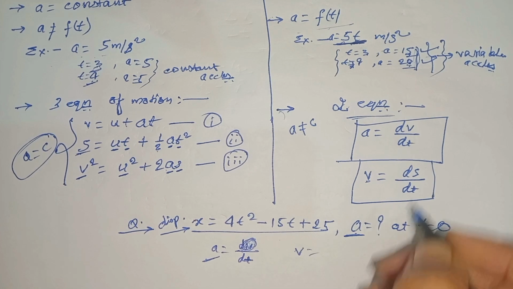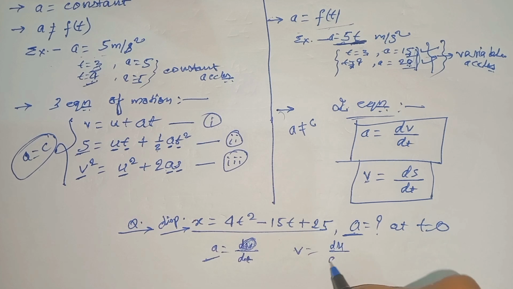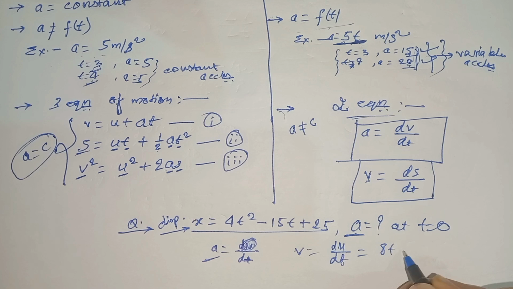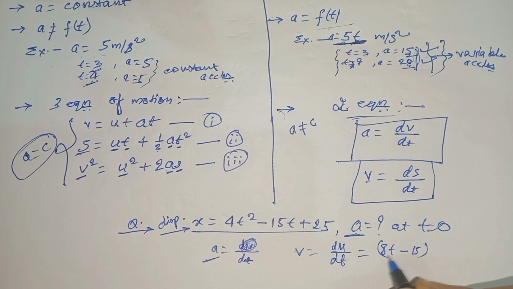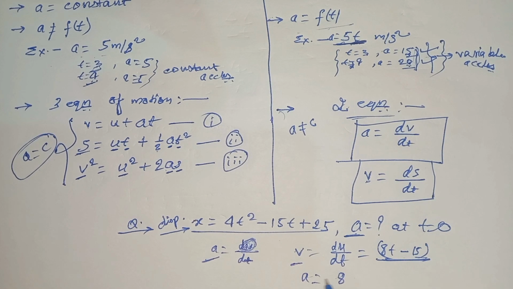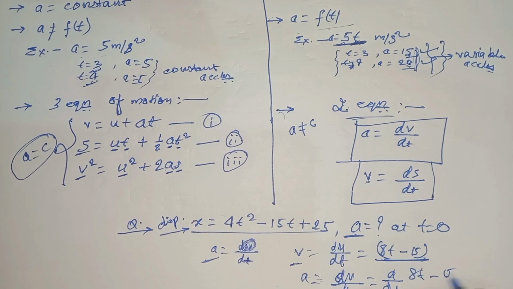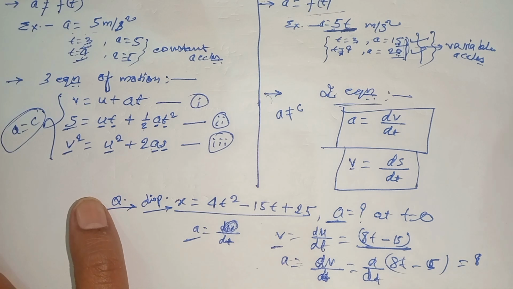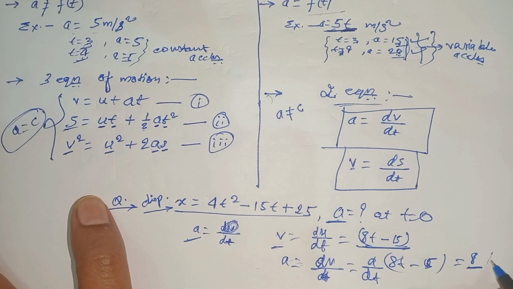Velocity is ds by dt. When we solve it, upon differentiation we get 8t minus 15. Now velocity is 8t minus 15, and acceleration is dv by dt. On differentiating this, what value do we get? Simply 8. It is only 8, there is no factor like t. So this is constant acceleration.